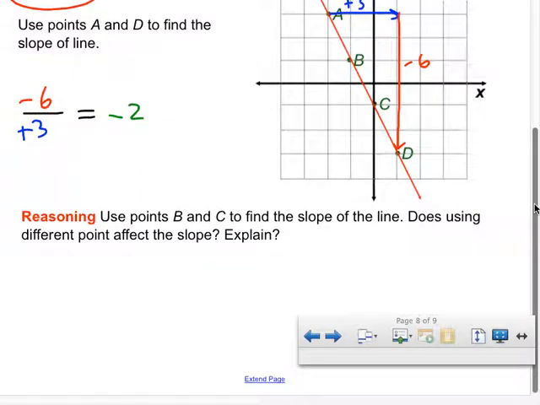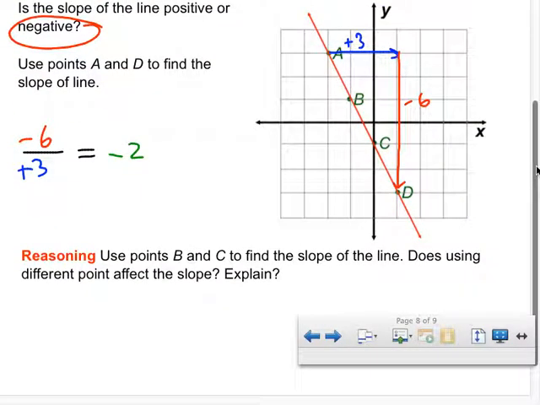Now what I need you to do really quickly, I need you to do the same thing, but now you're going to use B and C. This one's even easier. Use B and C. So can somebody tell me what the run is to go from B to C? Who can tell me what it is? Miriam, what's the run? It's going to be 1, plus 1, right? That's my run, plus 1. And what's the rise going to be? -2. We're dropping 2, so -2.